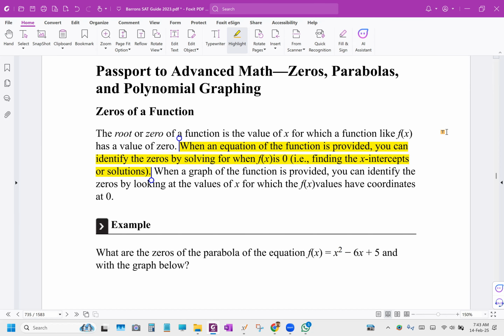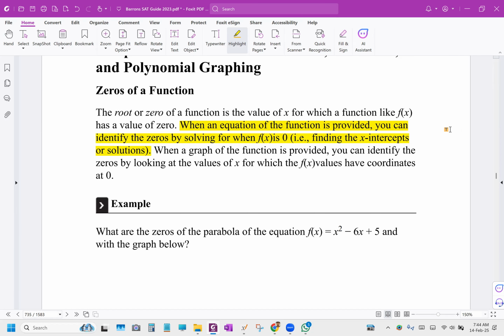Okay, so the root or zero. The zeros of a function, which are also called the roots of a function, are nothing but solving the equation by equating it with zero and then finding the solution. Do you have any issues with this topic?